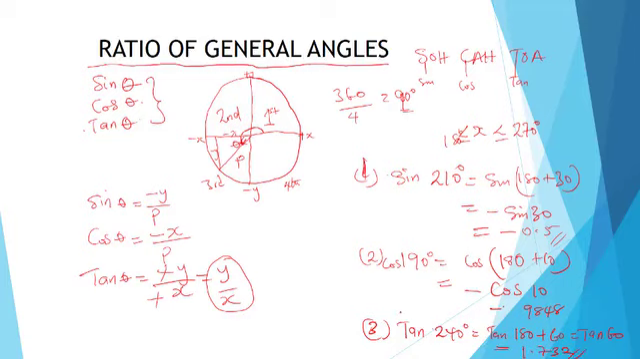Now you can see that at this point it's only tan in the third quadrant that has a positive value. In the second quadrant it was only sine. In the third quadrant it was tan. Now let's go to the last quadrant, which happens to be the fourth quadrant.